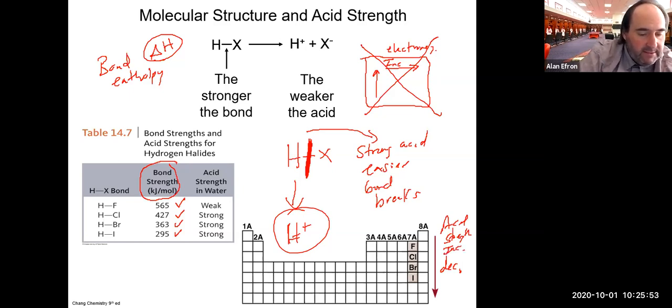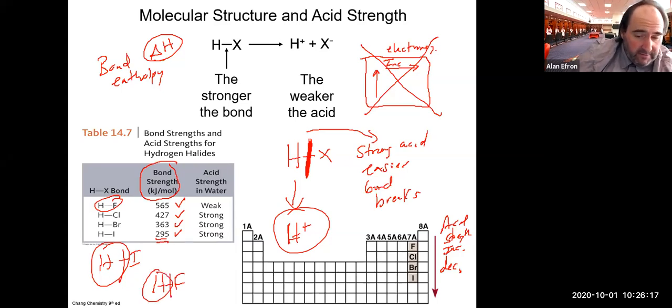So as the bond energy decreases down group 7, the acid strength will increase because it only takes about 295 kilojoules of energy to break this HI bond, which means the H will come off pretty easily as compared to HF, which takes almost twice as much energy to break that bond. It's not going to come off as much. So in terms of acid strength for HF, HCl, HBr, HI, it increases as you go down. So HI is a strong acid, HF is a weak acid, and strength increases coming this way.